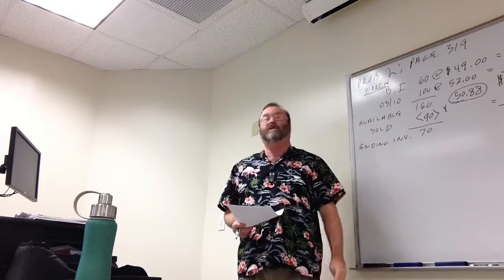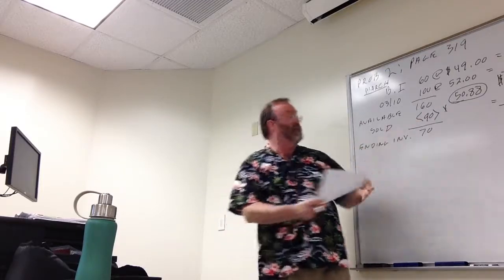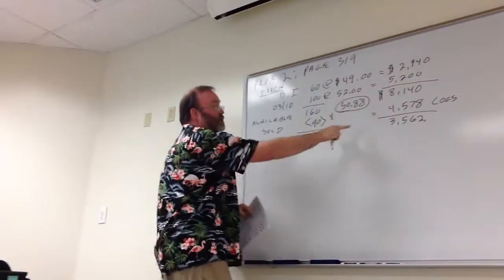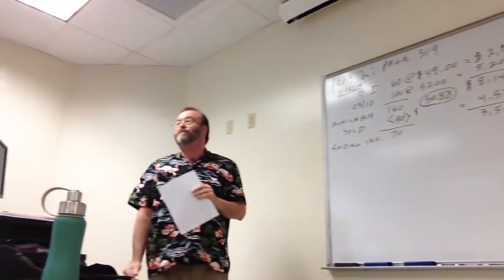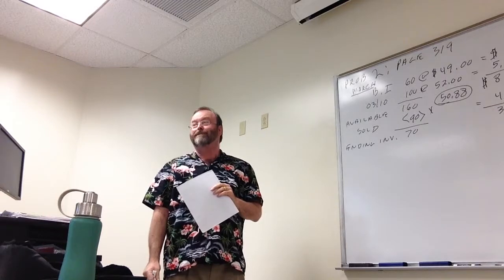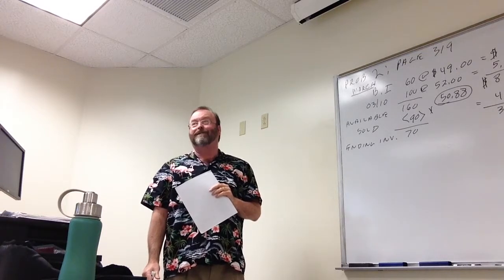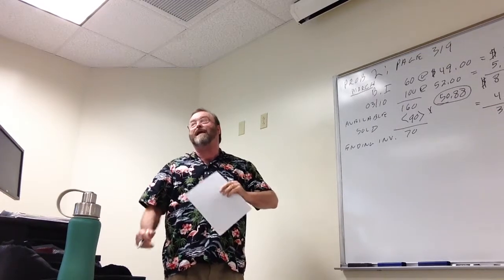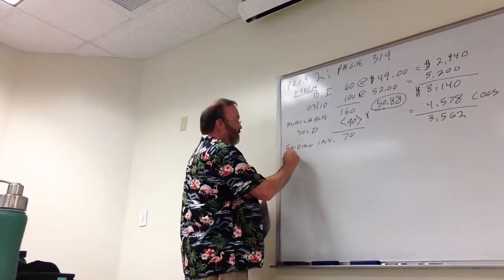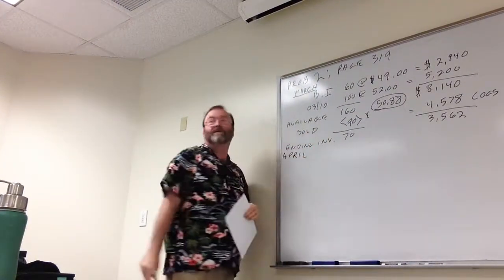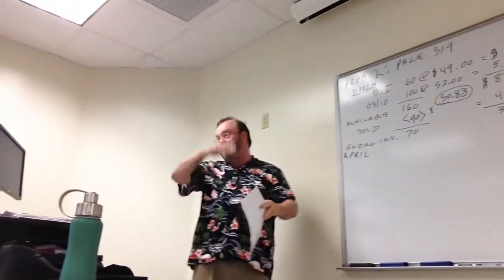Yes, sir. So the 3,562 is the cost of goods sold? No, that's ending inventory. Cost of goods sold is that. Right? Okay. So what is beginning inventory for April? The same numbers. The ending inventory for March becomes the beginning inventory in April.